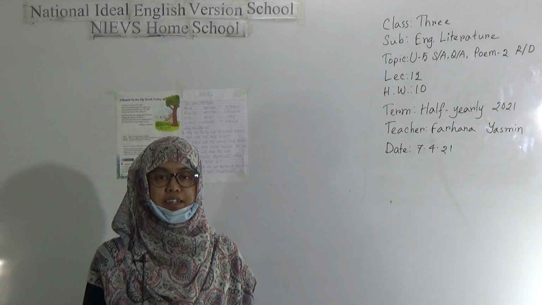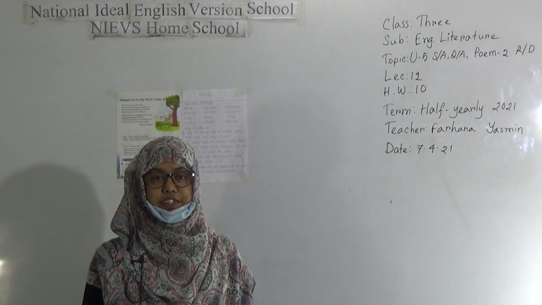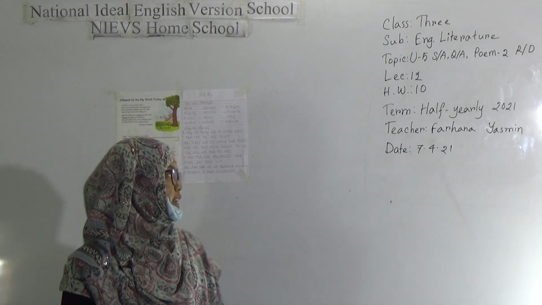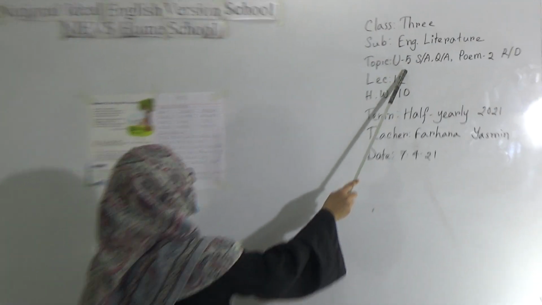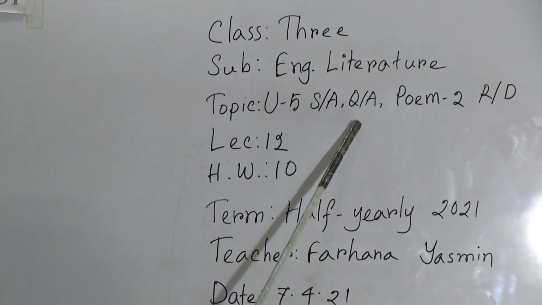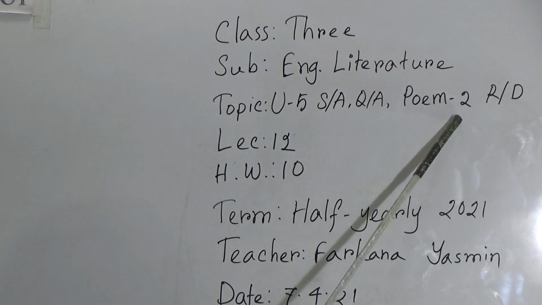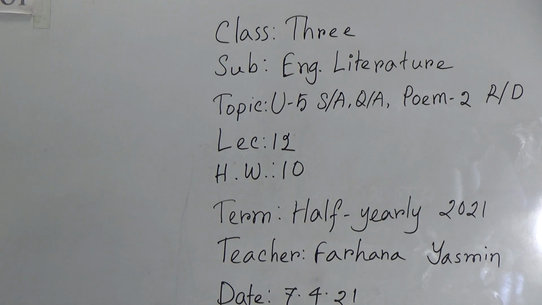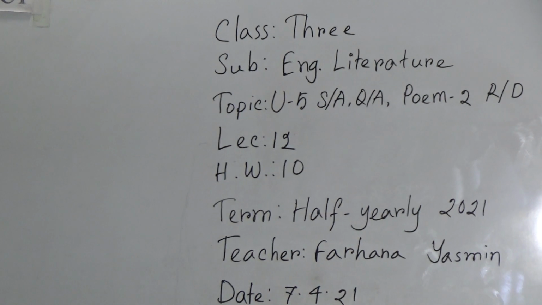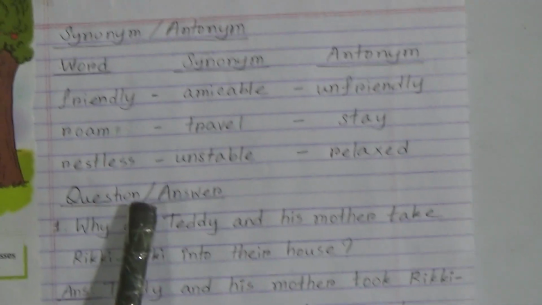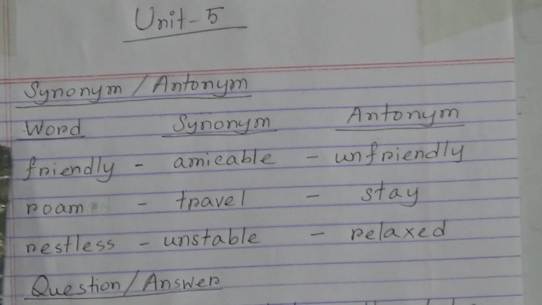Now I am going to take an English literature class for class 3. Our today's topic is Unit 5 synonym antonym question answer and Poem 2 will be read today. Today's lecture number 12 and homework number 10 will be given today. Okay dear students, at first let's look at Unit 5. We will do synonym antonym and question answer from this unit today.